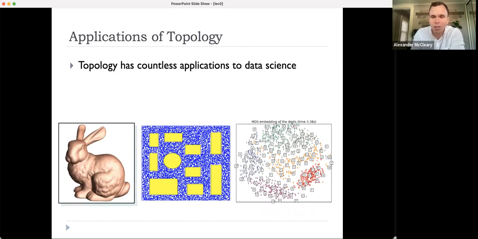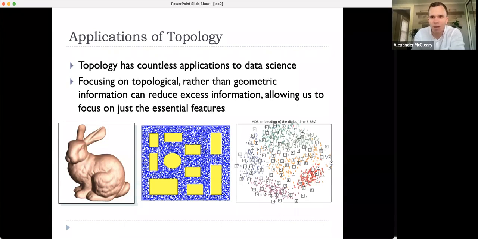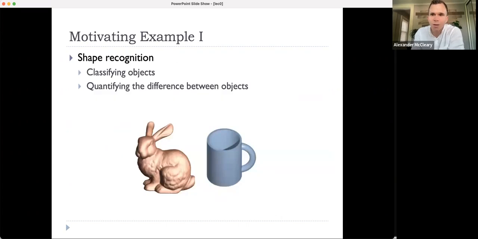Well, the reason is topology has tons and tons of applications to data science, among many other pure math reasons as well. But focusing on the topological information rather than geometric information can let us reduce down excess information and focus on just the essential features of data sets. So let's look at three big examples. The first one we're going to look at is shape recognition. So we're actually going to do a project on this later on in the semester. But we can use topology to classify shapes and to quantify the difference between different shapes.